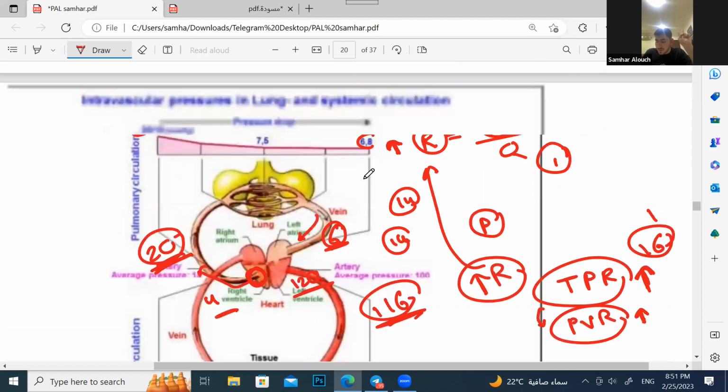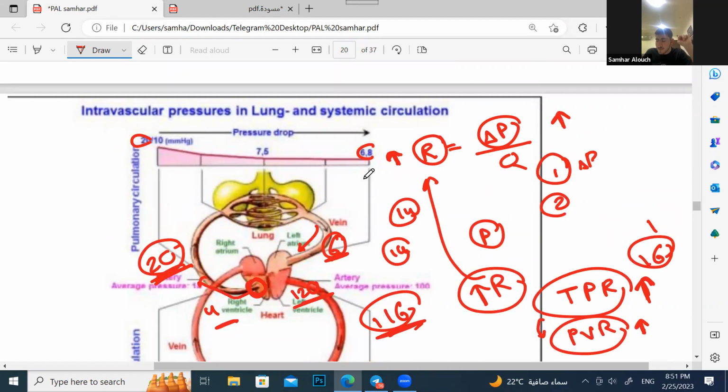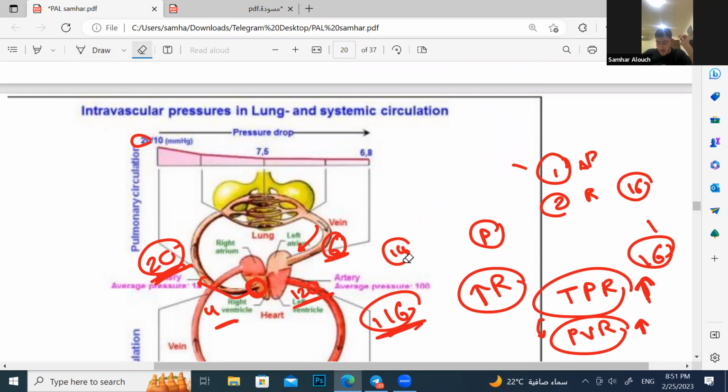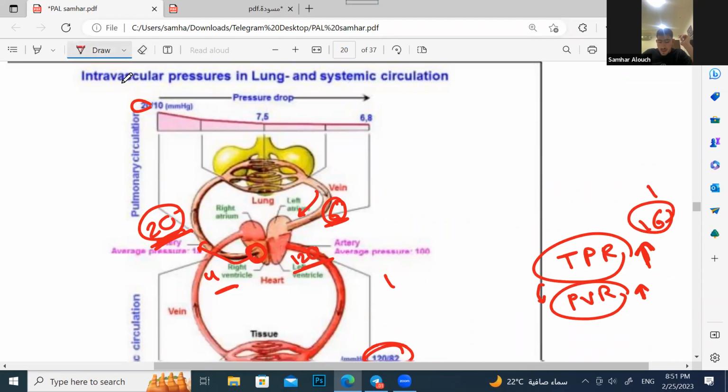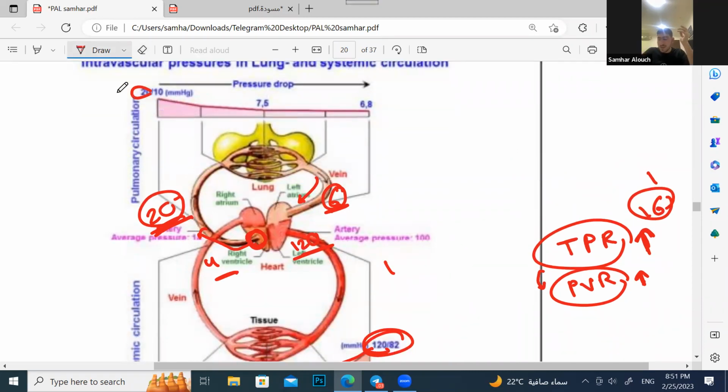That's the second difference. The first difference is the pressure difference. The second thing is the resistance, 16 times higher in the systemic circulation. Now to the third difference, which is very important. Here we have a blood vessel, and you took the blood vessels.